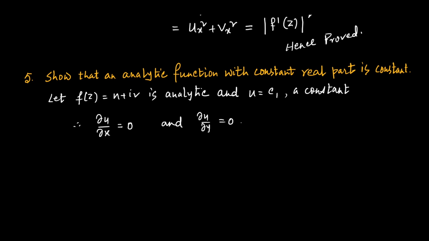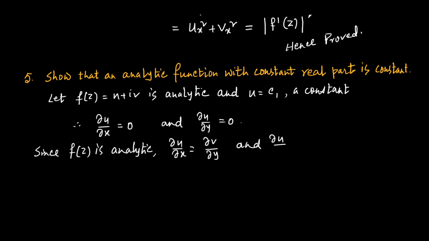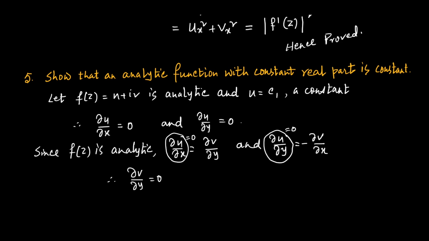Now since f(z) is analytic, ∂u/∂x is equal to ∂v/∂y, and ∂u/∂y is equal to minus ∂v/∂x. Now ∂u/∂x is 0, and ∂u/∂y is also 0. Therefore what do we get? Therefore ∂v/∂y is equal to 0, and ∂v/∂x is also equal to 0.